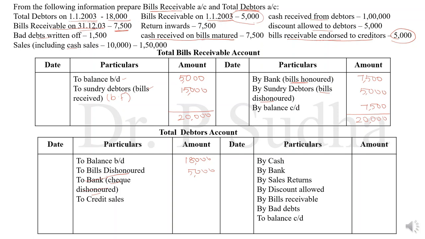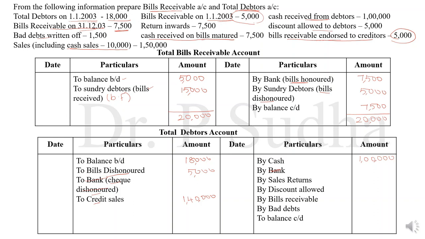Credit sales. See, sales including cash sales of 10,000, the total sales is 1,50,000. We want credit sales. So how much will be the credit sales? 1,50,000 minus 10,000, minus cash sales, we will get credit sales. Okay. Then coming to the credit side, cash. Cash received from debtors, it is 1 lakh rupees. In this problem, there is no cheque payment. There is no payment by cheque, so there is no by bank.